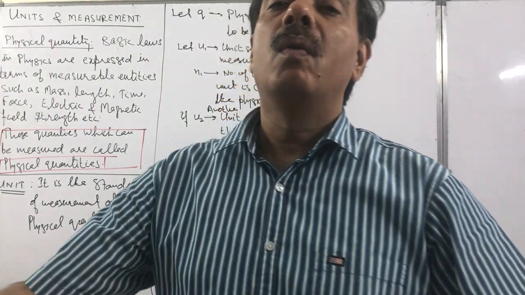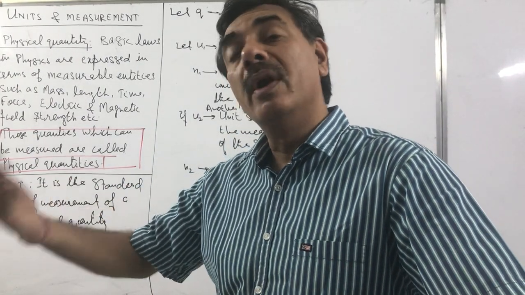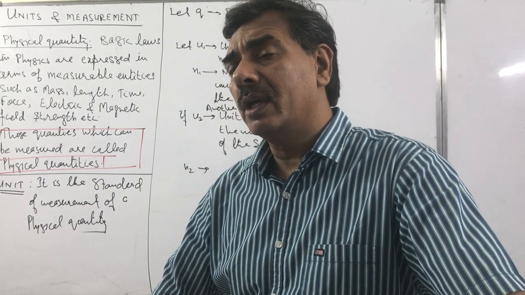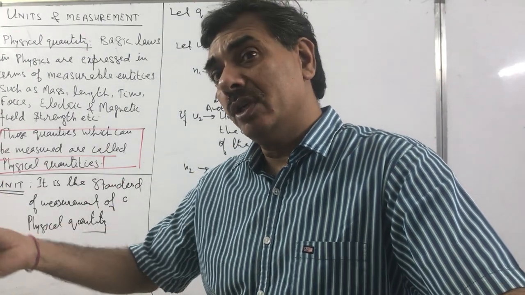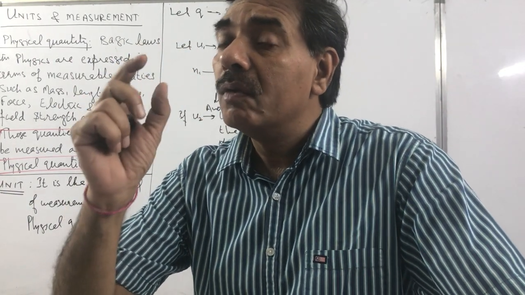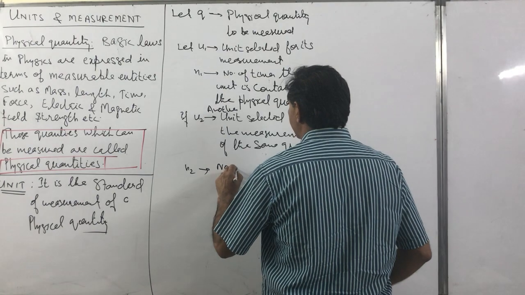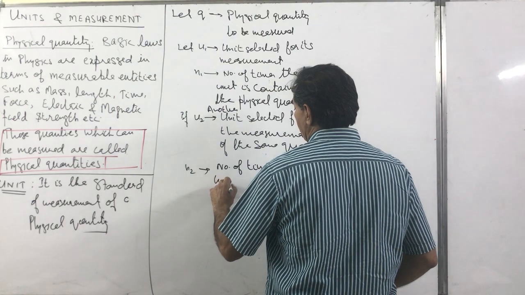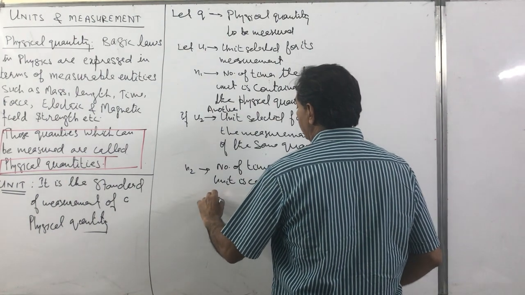We all know that 1 meter has 100 centimeters. Thus, if something is 2 meters, it can be 200 centimeters. It's the same thing. If you change the unit of the physical quantity, then the number of times the new unit would be contained would also be different. If the unit is larger, the number of times that larger unit is contained in the same physical quantity would be smaller. And the reverse is also true. N2 is the number of times this unit is contained in the physical quantity.